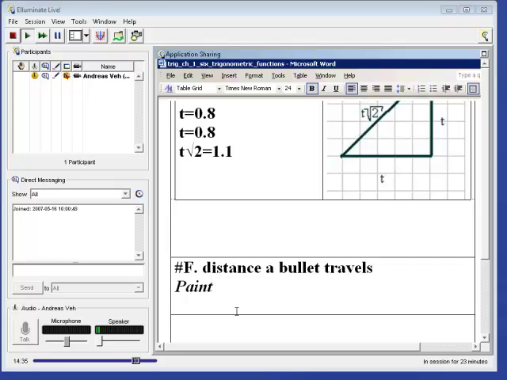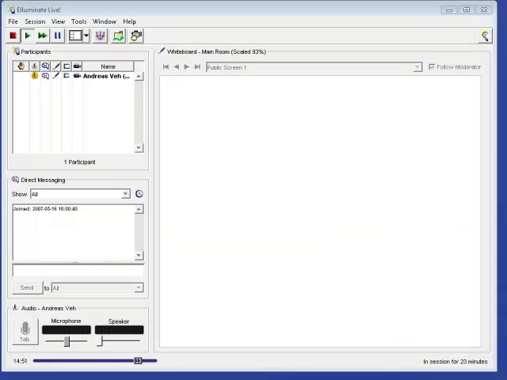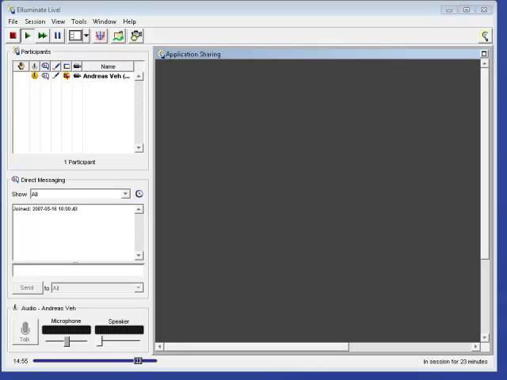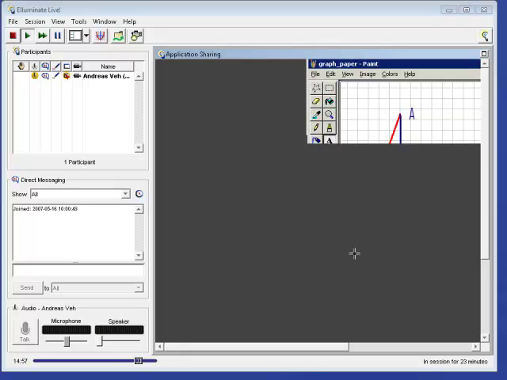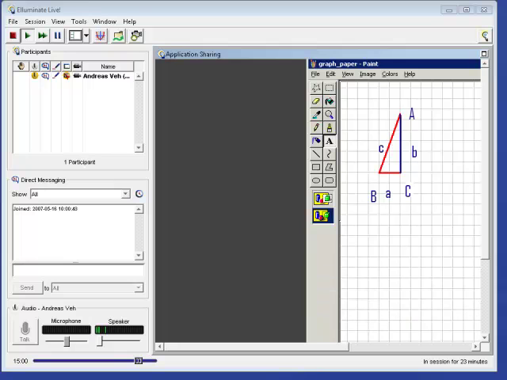Actually, that part we like to, well, I don't do it all the time in physics, but if the bullet is fast enough, then you could almost neglect gravity because it doesn't fall as much as it travels up. Okay, let's go to Paint. And I have to squeeze that in here somewhere.